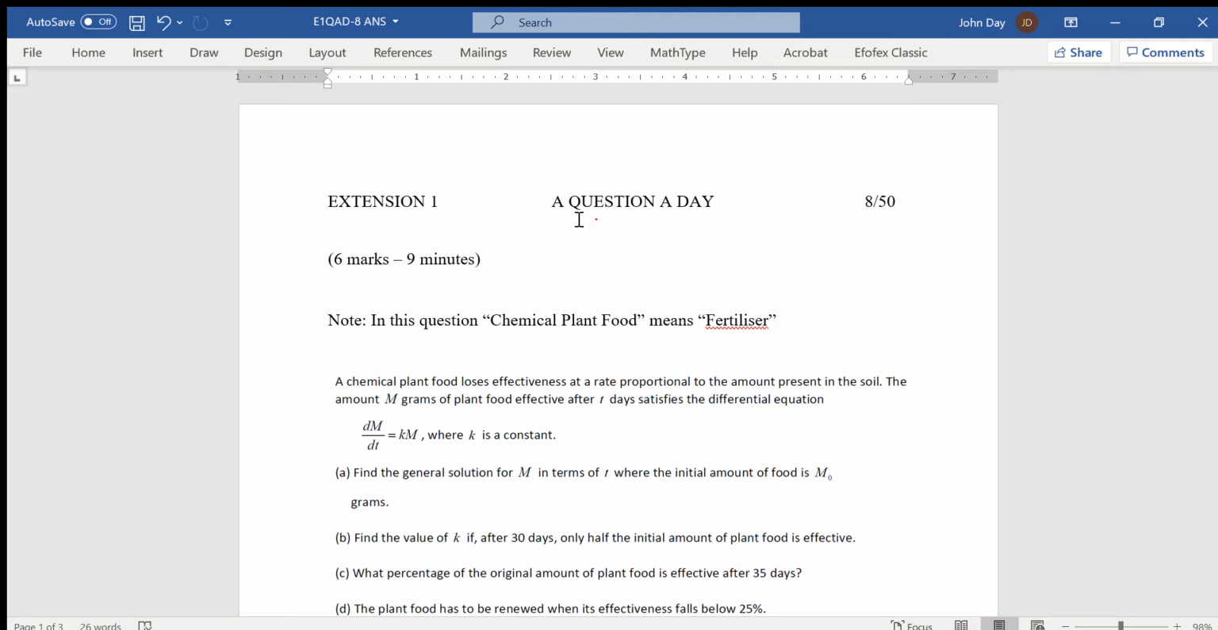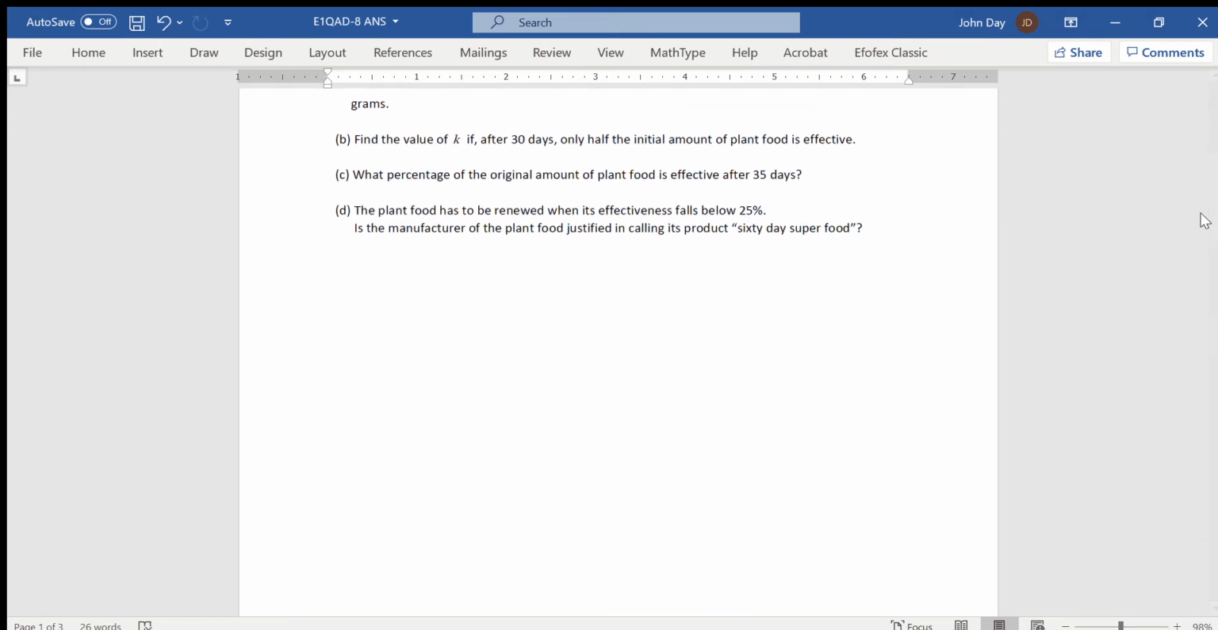Chemical plant food loses its effectiveness at a rate proportional to the amount present in the soil. The amount of food effective after t days satisfies the differential equation dM/dt equals kM. Find the general solution for M in terms of t when the initial amount of food is M naught. All right, so let's do part A. Let's find this general solution.